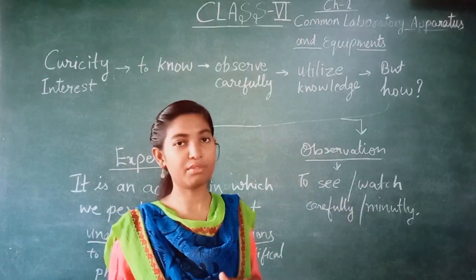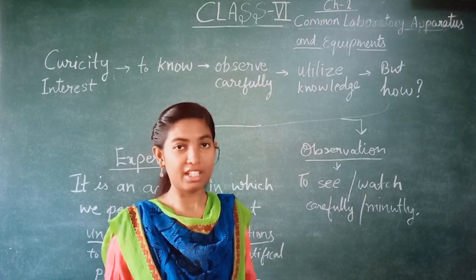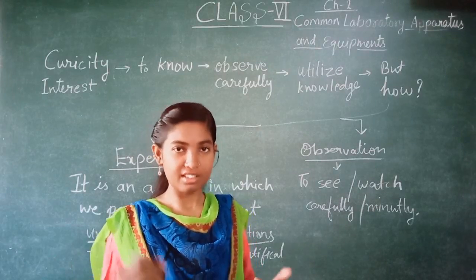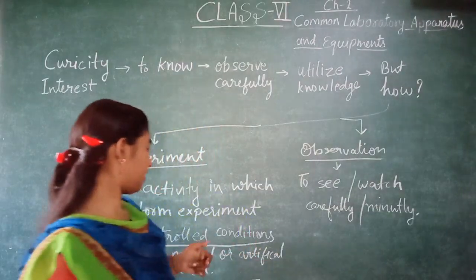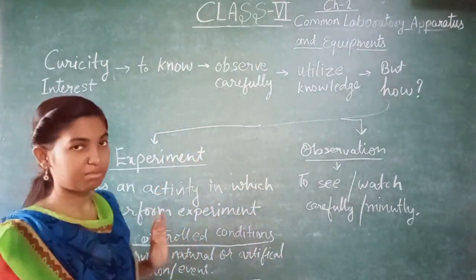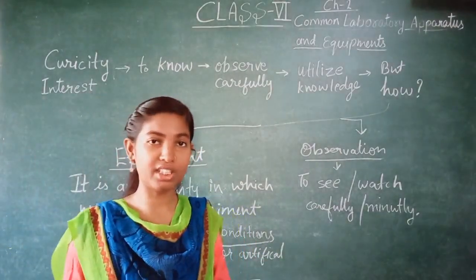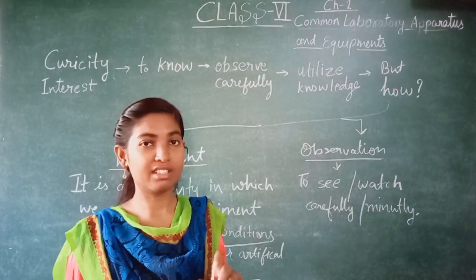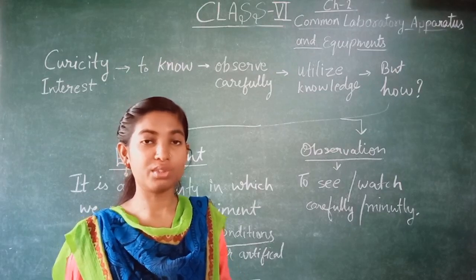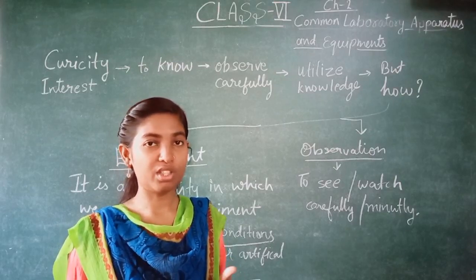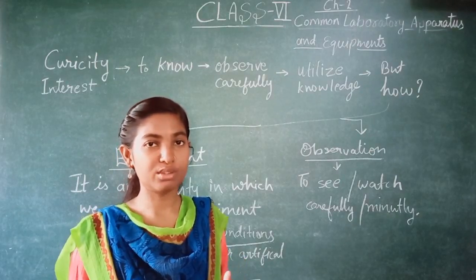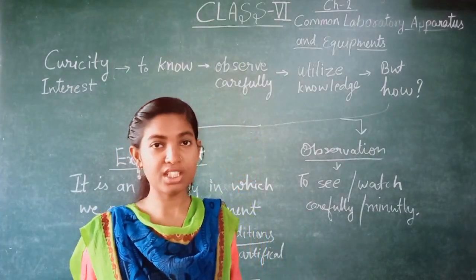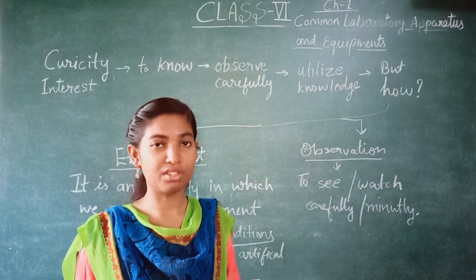For example, we are seeing many things like the sun rising, the sun setting down, and when we are doing an experiment, then also we observe so many things, like when we are making tea. We observe that its color is light black, we observe that when water boils it gives out bubbles. So all these things come under observation, to see carefully.